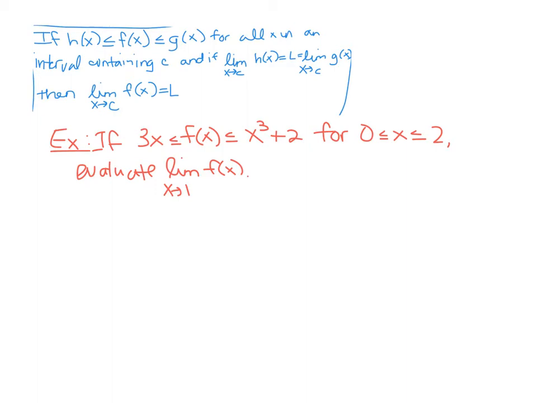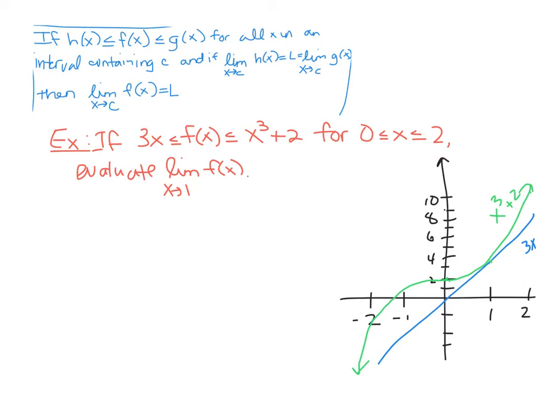They tell us that f of x is between 3x and x cubed plus 2 for all values of x between 0 and 2. They want us to evaluate the limit as x approaches 1 of f of x. First thing I'm going to do is draw a picture of those two functions. So this is what these two functions look like. The graphs aren't perfect because I'm drawing on my iPad, but if you want to graph them on a calculator or use Desmos, you can do that. You might notice that at x equals 1, both of these functions are equal to 3. That's a good thing. That's what we want.